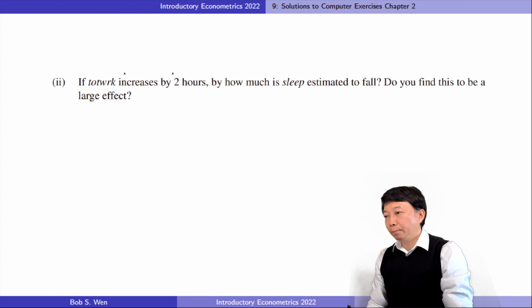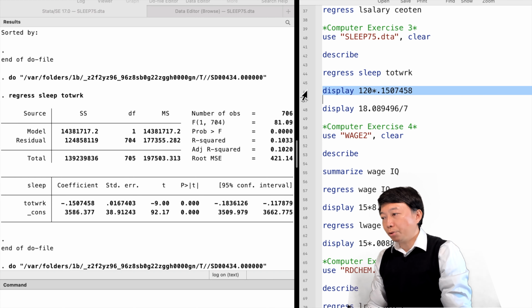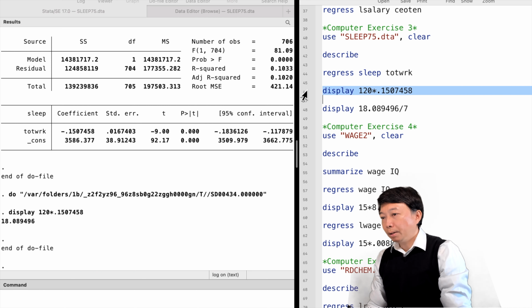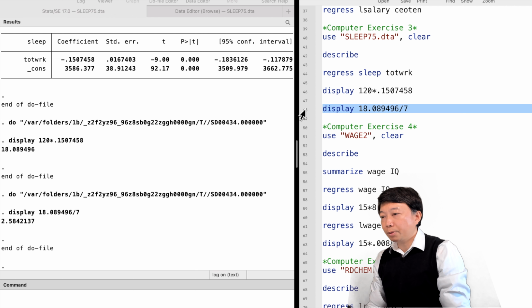For the second question, if total work time increases by 2 hours per week, that is 120 minutes, the sleep time is estimated to fall by 120 times 0.15, that is 18.1 minutes per week. It is around 2.6 minutes per night. It is a small effect.